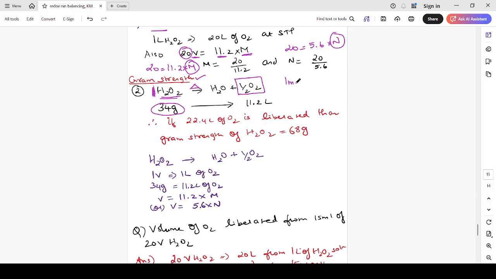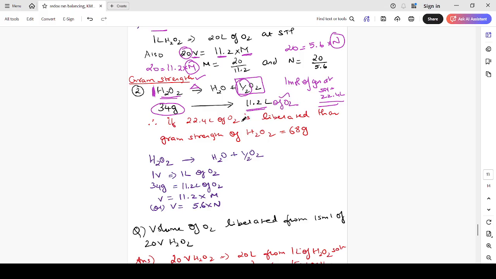1 mole of a gas at STP will occupy 22.4 liter. What is the amount of gas here? Half a mole of gas. So it will occupy 11.2 liter here. Correct? So I understand 34 grams of hydrogen peroxide on decomposition gives me 11.2 liters of oxygen.